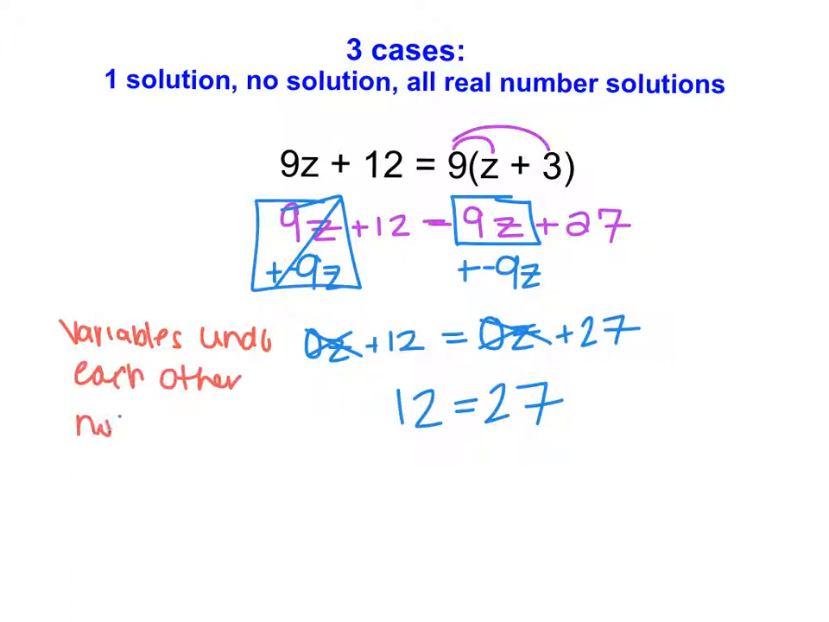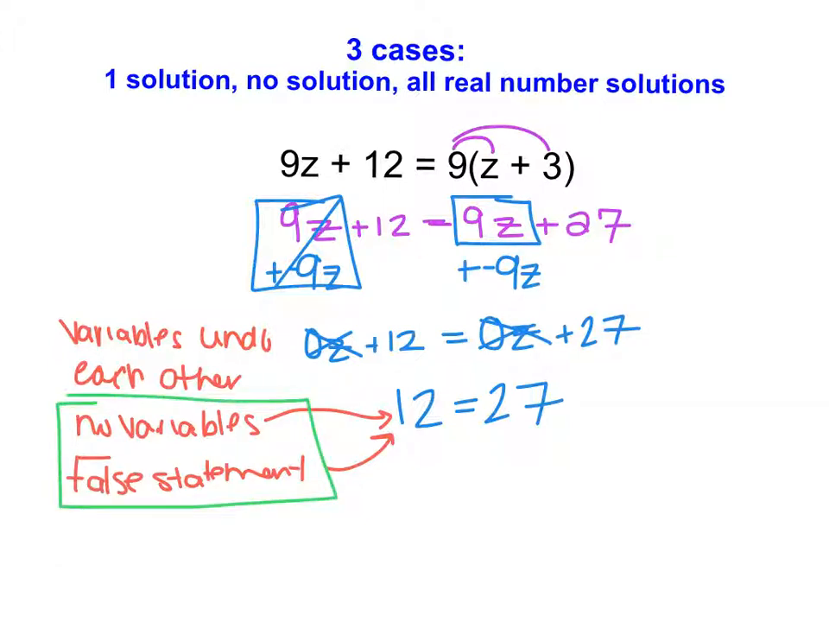If you look here, no variables. And I'm left with this statement. And right here I'm left with the statement of 12 equals 27. And any mathematician knows that 12 equals 27 is a false statement. That is something that is not true. So if you are solving along, and you end up with no variables and just some false statement, this is a situation that has no solution.